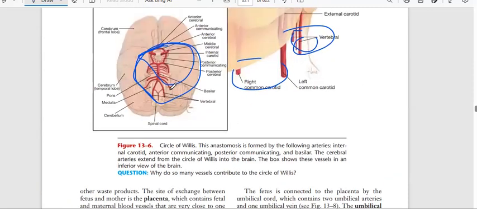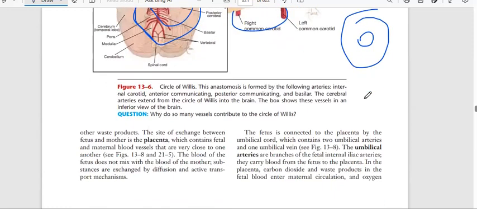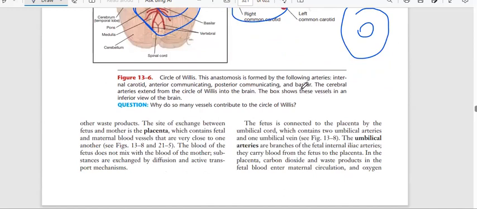In the mother's womb we have the placenta, one covering. In that we have the baby. This is the fetus, and this is the placenta, which contains fetal and maternal blood vessels that are very close to one another. The blood of the fetus does not mix with the blood of the mother. Substances are exchanged by diffusion and active transport mechanisms.